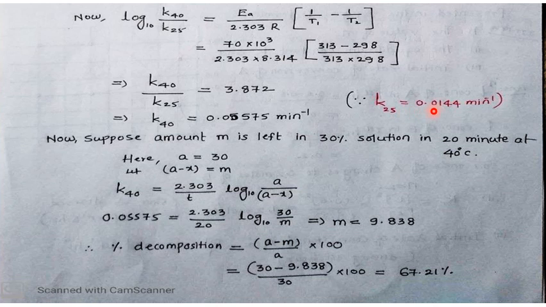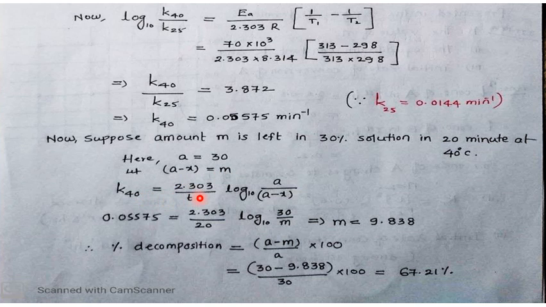K25 equal to 0.0144 minute inverse, which we already calculated. We are substituting this value here, so we get K40. Again applying the same approach, reversing the question now. Suppose amount M is left in the 30% solution in 20 minutes at 40 degrees centigrade. 30% solution of A means A equal to 30. A minus X we don't know, because decomposition is not given here. We have to calculate the percentage of decomposition. So let A minus X equal to M.